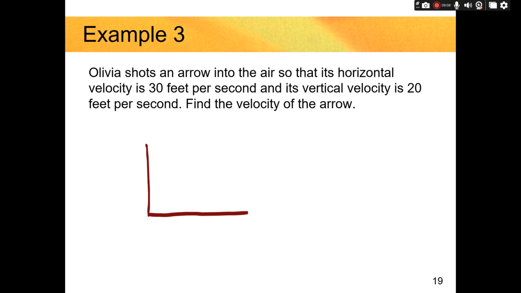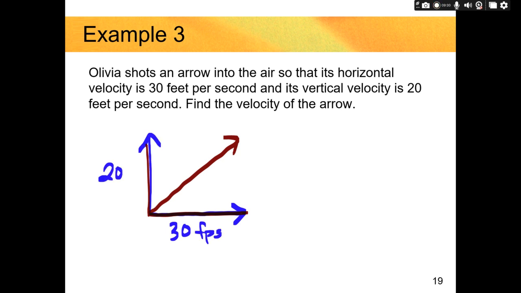Absolutely. And then if you want to give me your, let's see, does it give the angle? No, find the velocity of the arrow. Perfect. Yeah. So let's see. We got this one. Its horizontal component is 30 feet per second. The vertical component is 20 feet per second. All right, there. So this little guy right here, again, some notation, but essentially it's just Pythagorean theorem. Is that right?